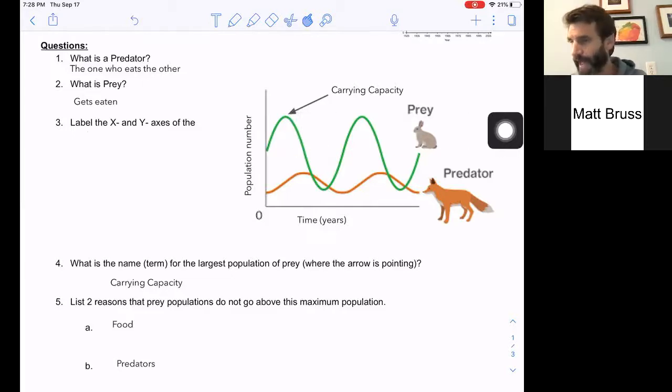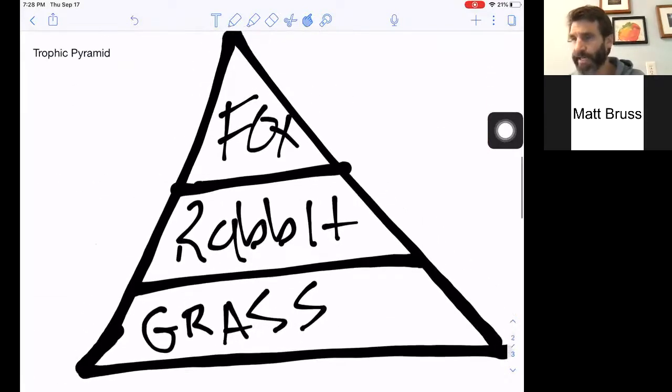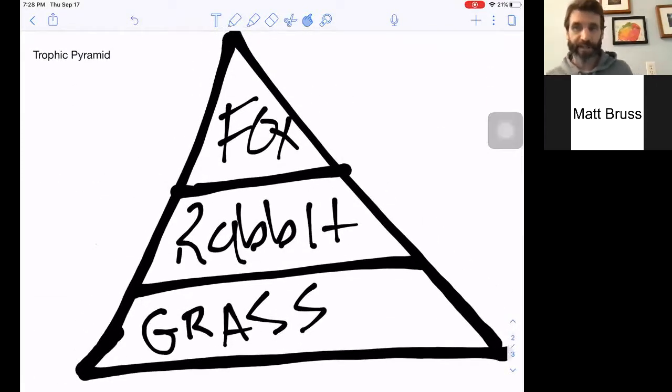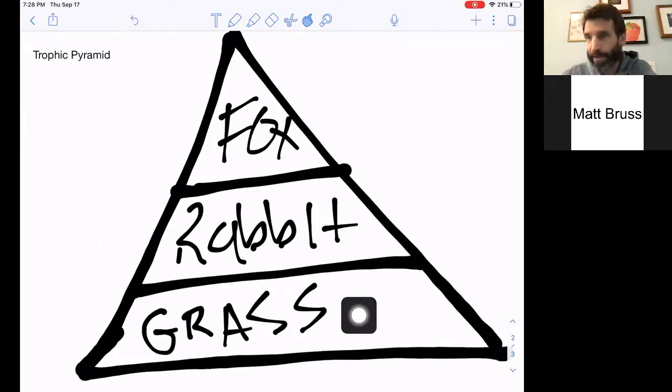And the reason for that, as we talked about, is very much related to the trophic pyramids that we learned about yesterday. In a trophic pyramid, we can see the producers, the grass, on the bottom of this pyramid. Primary consumers, rabbits, are at the next level, and the fox, the secondary consumer, is up here at the top level in this pyramid.